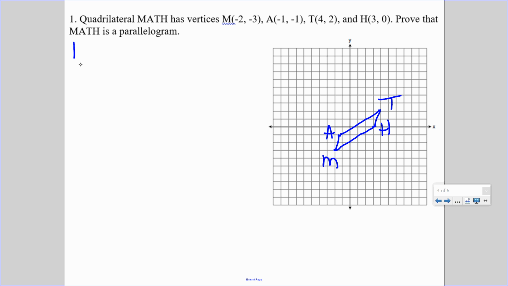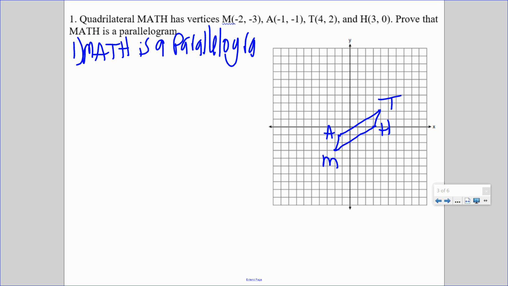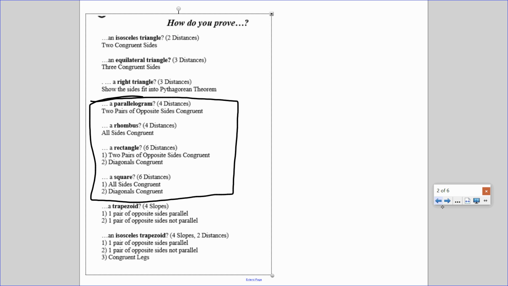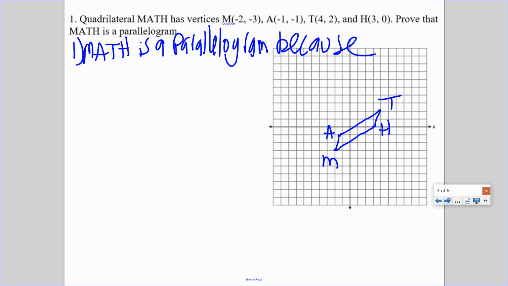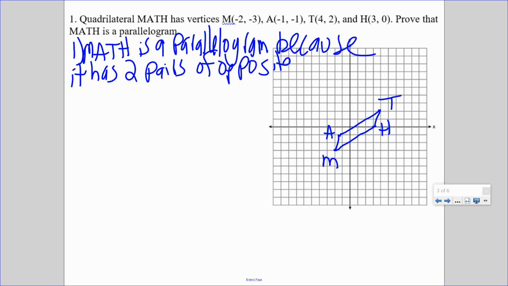So, step 1, I always state what they want me to prove. MATH is a parallelogram because, and we refer to our how-to-prove sheet, because it has two pairs of opposite sides congruent. So I'm going to have to prove that it has two pairs of opposite sides congruent.